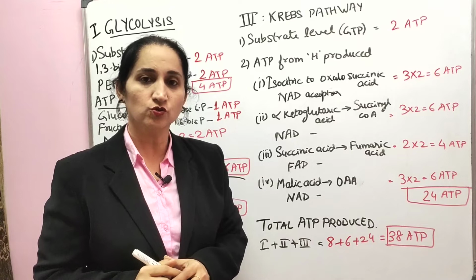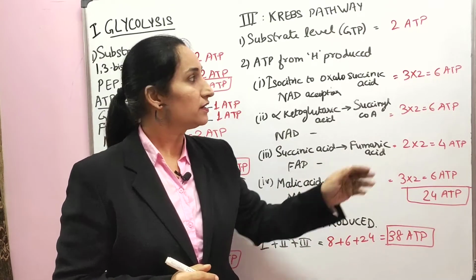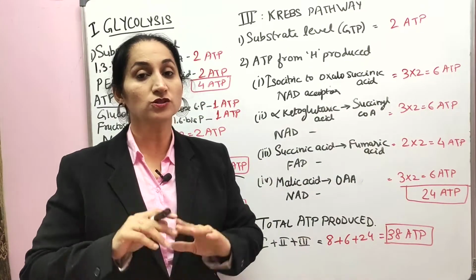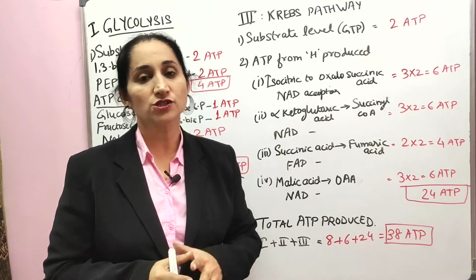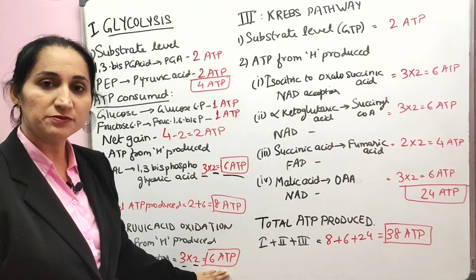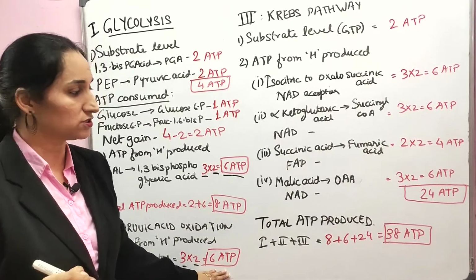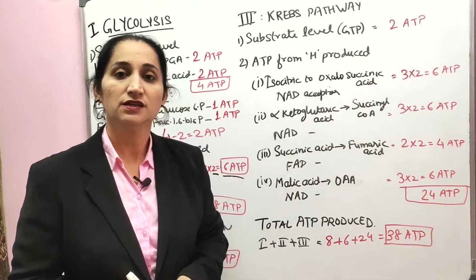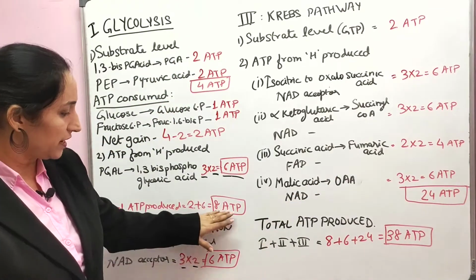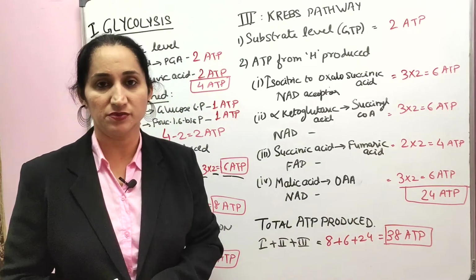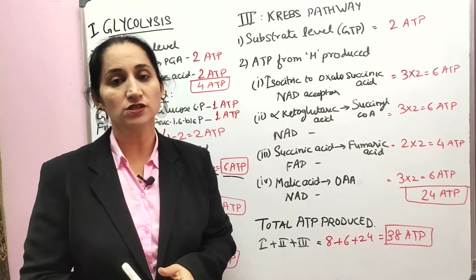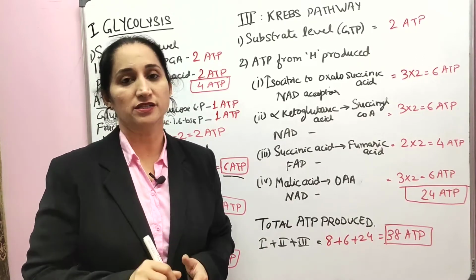So total ATPs produced during the Krebs cycle were 2 plus 6 plus 6 plus 4 plus 6, that is 24 ATPs. Now if we count the total number of ATPs throughout the oxidation of glucose, 8 ATPs were produced in glycolysis, 6 ATPs were produced in the second stage, pyruvic acid oxidation, and 24 ATPs were produced in the third stage, the Krebs citric acid cycle. So total calculation 8 plus 6 plus 24 gives 38 ATPs. So 38 ATPs were produced when one molecule of glucose was completely oxidized in aerobic respiration.